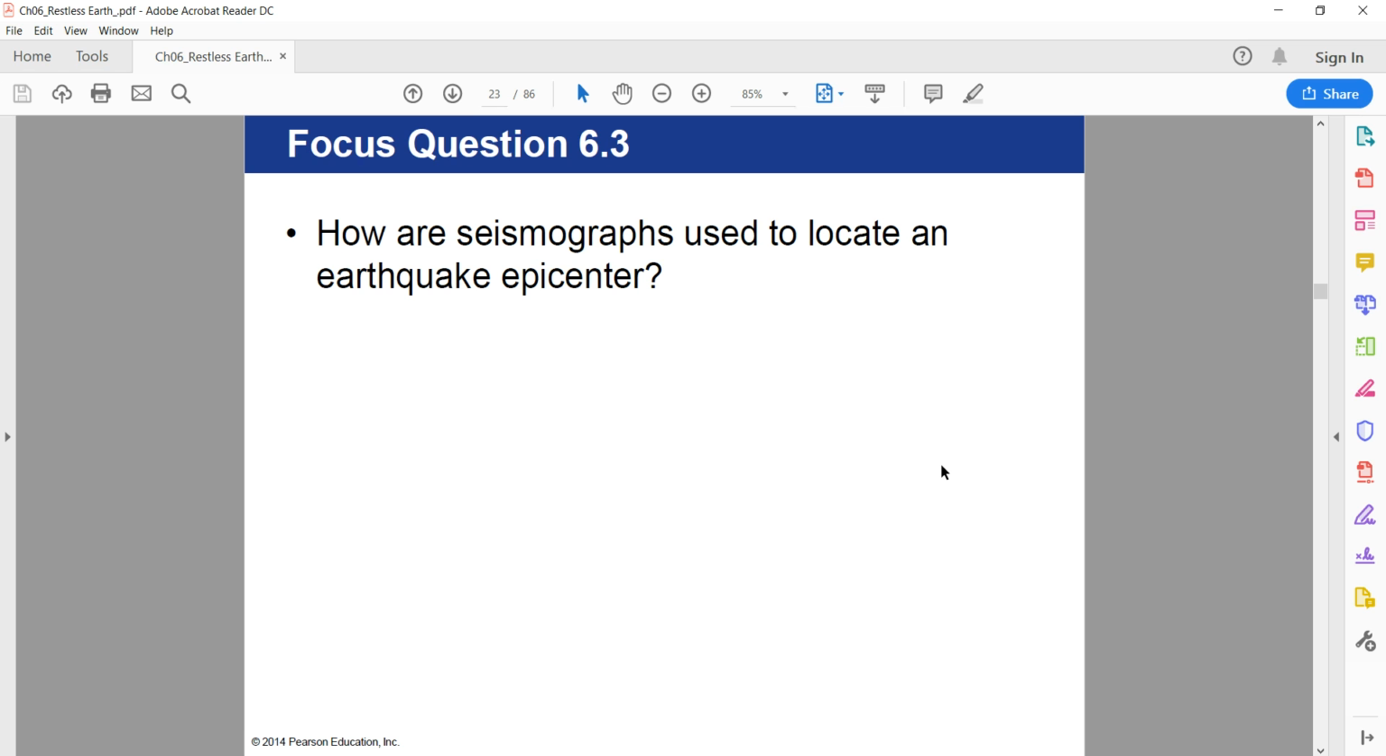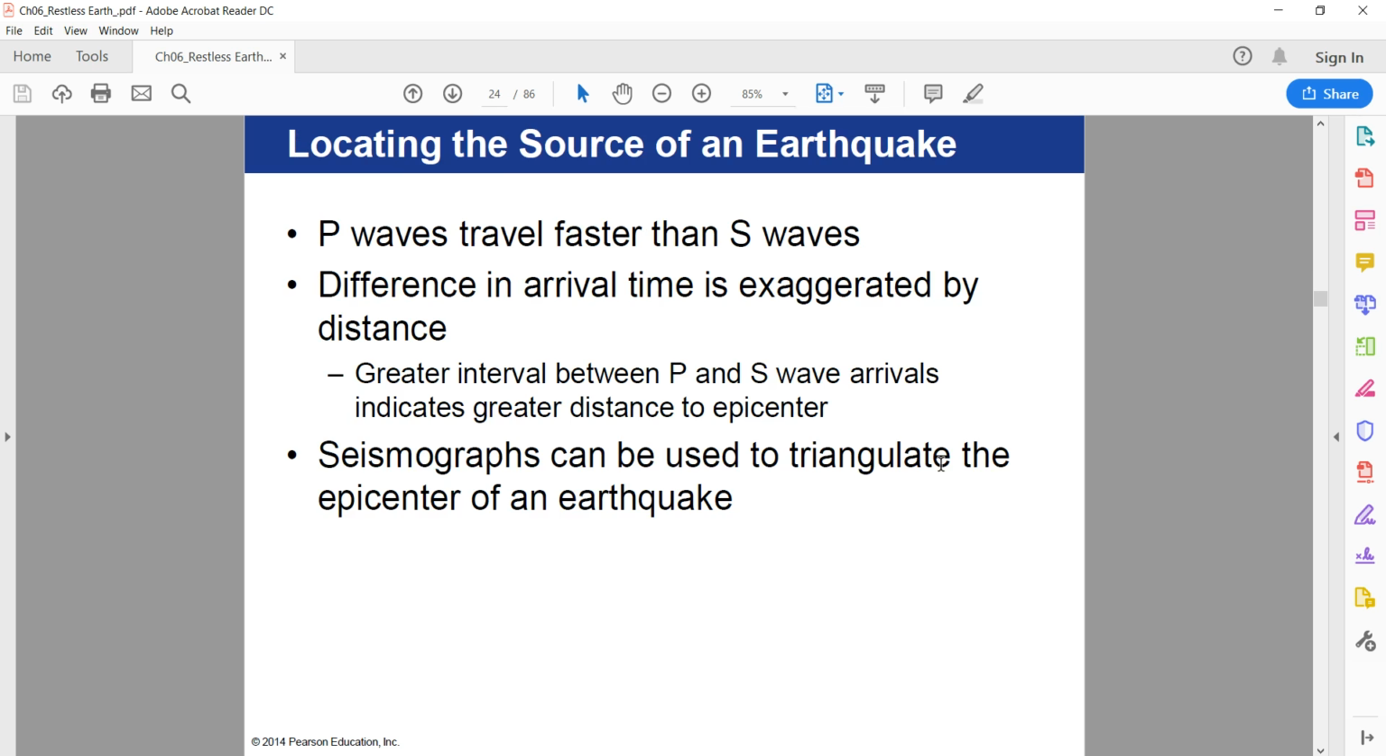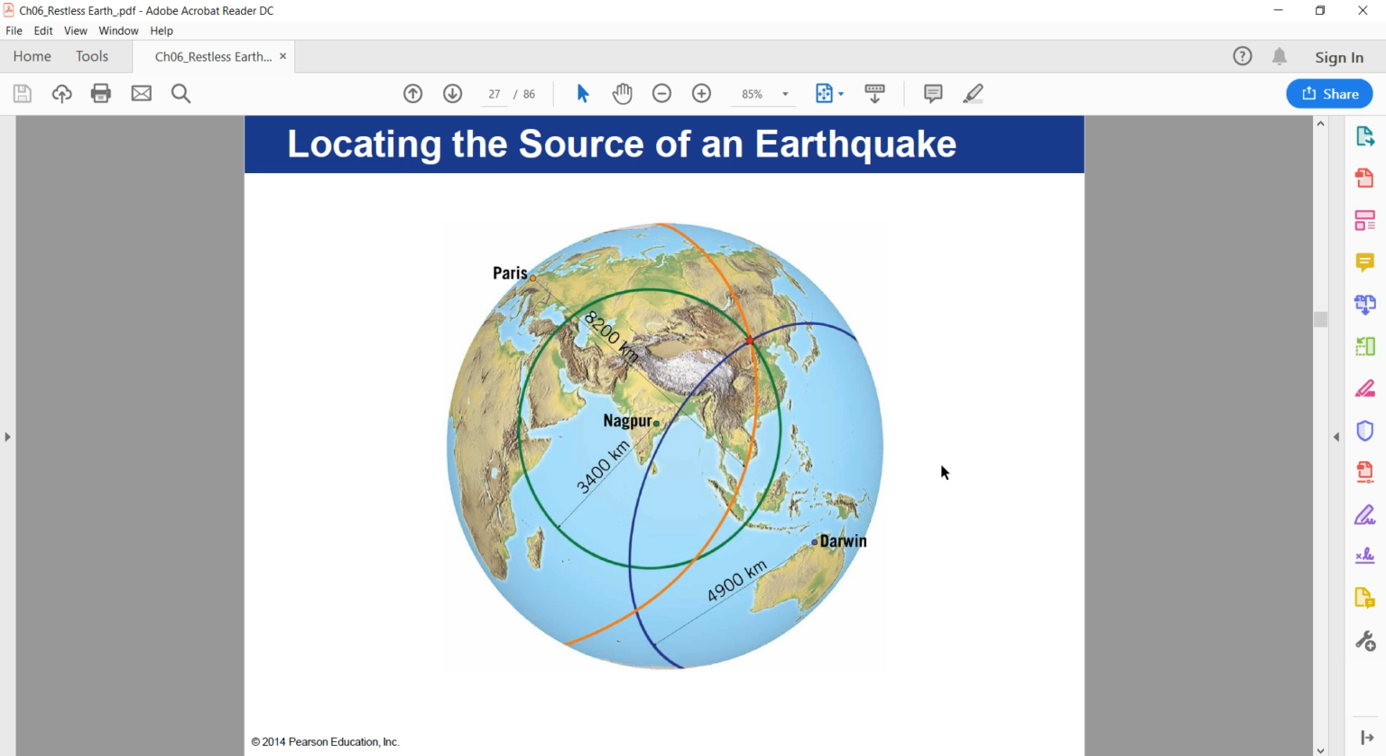How are seismographs used to locate an earthquake epicenter? So this is described better here in this photograph. You have these different seismographs located in different parts of the earth. Depending on where the epicenter of the earthquake is, it will be registered at these different seismographs at different times. And by looking at their time of arrival, we can triangulate the location of the epicenter.